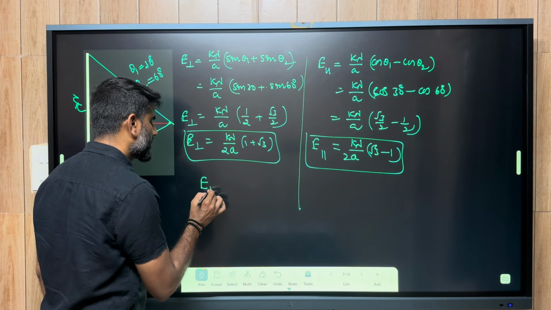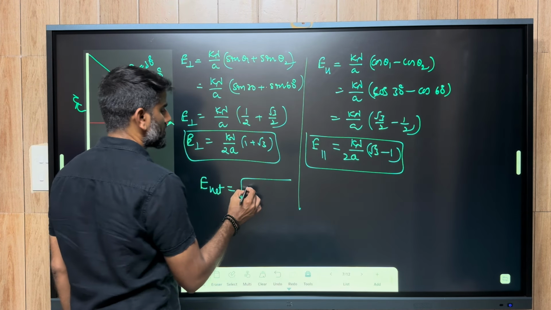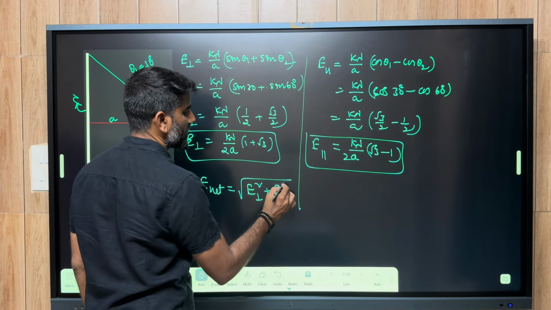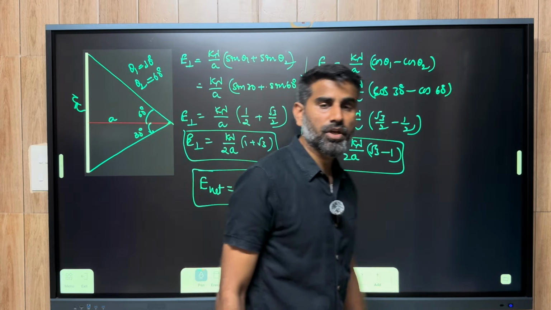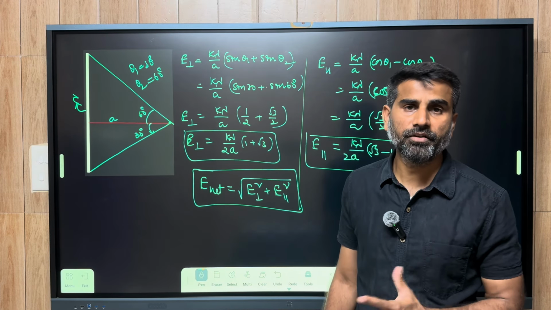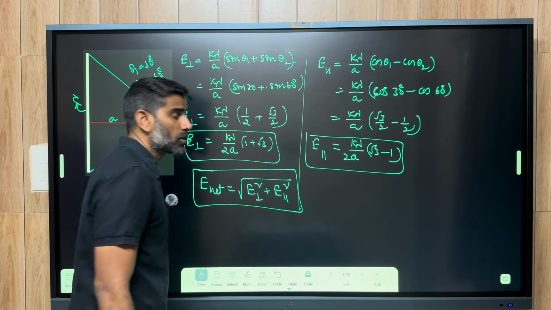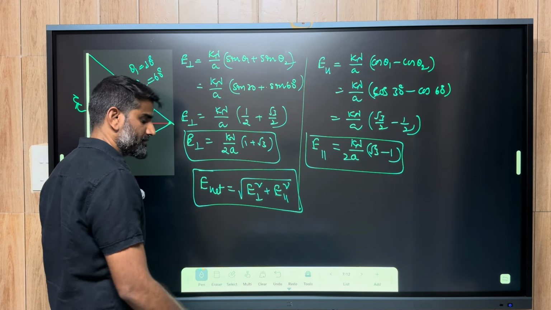So I've got E perpendicular and E parallel. You can even find E net. Both are perpendicular to each other, so E net is the root of E perpendicular square plus E parallel square. Remember this formula as well, to find the total electric field at the point of interest. Okay, clear? Now let's look at one more example.